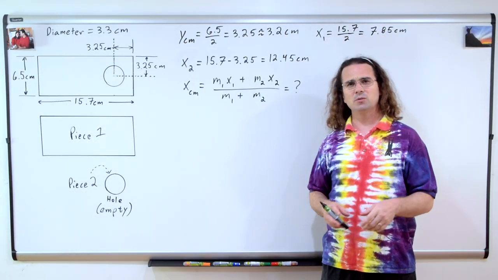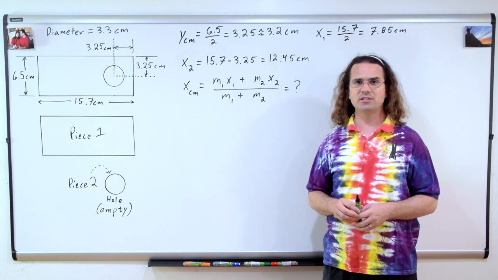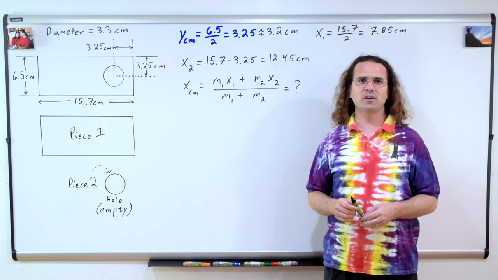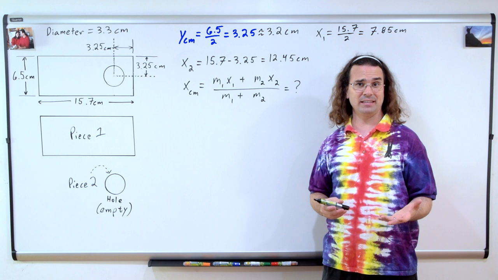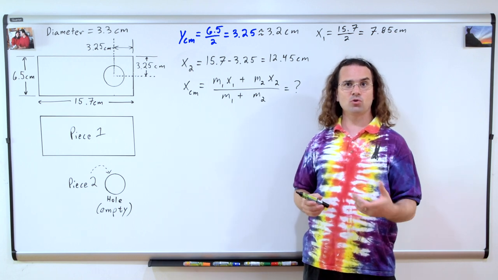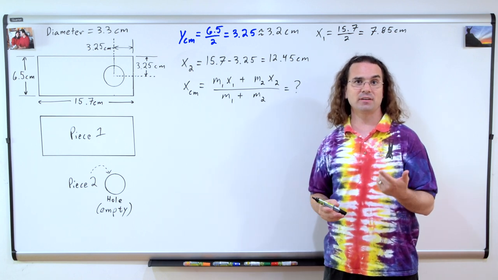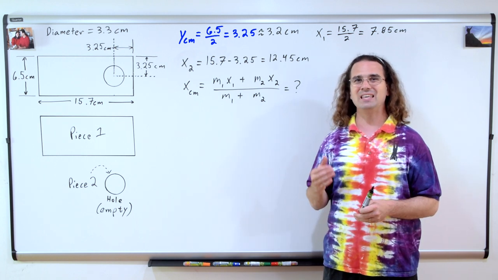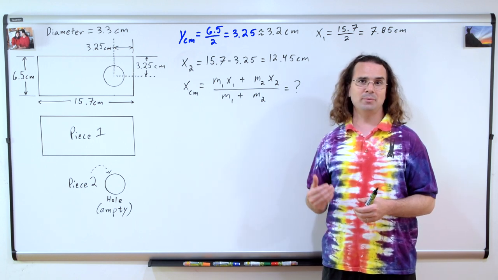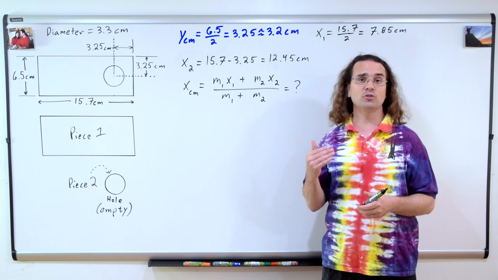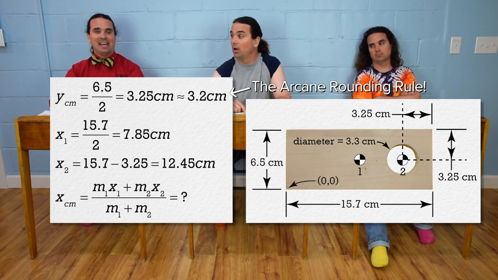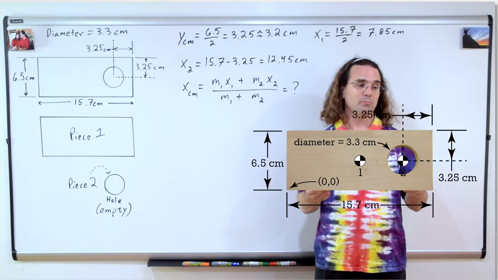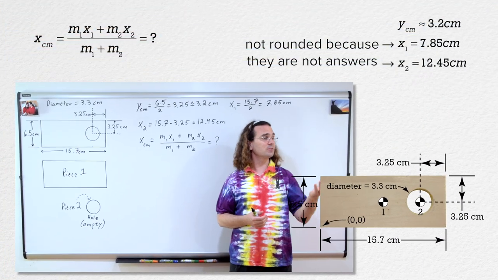Actually, Bo, because 6.5 only has two significant digits, the answer for the Y position center of mass can only have two significant digits as well. Because 3.25 ends in a perfect 5, a 5 with no digits after it, the answer rounds to the even number. So the Y position center of mass is 3.2 centimeters. That is the arcane rounding rule. Yep. Billy, that is correct. Now please solve the problem.